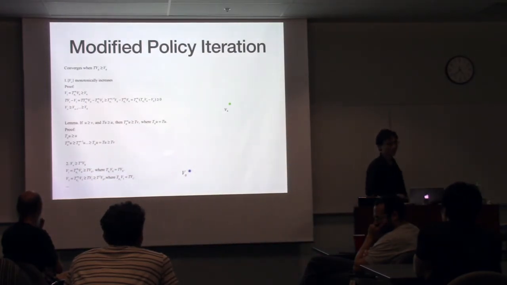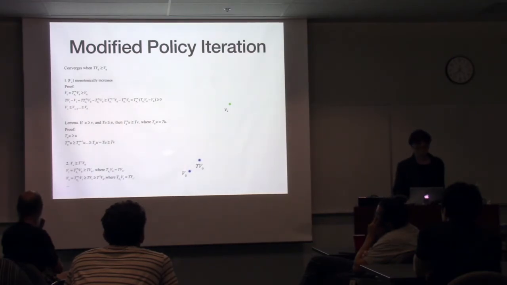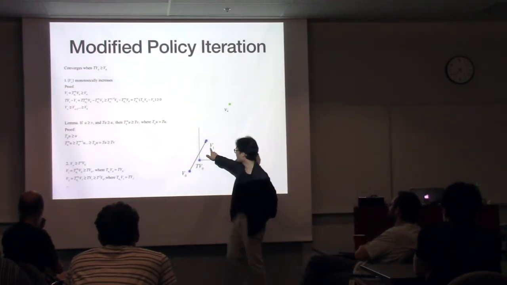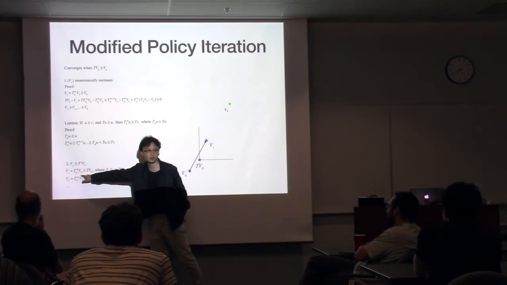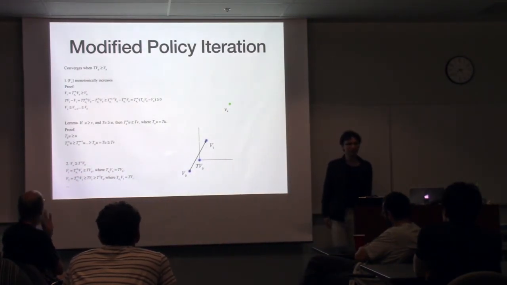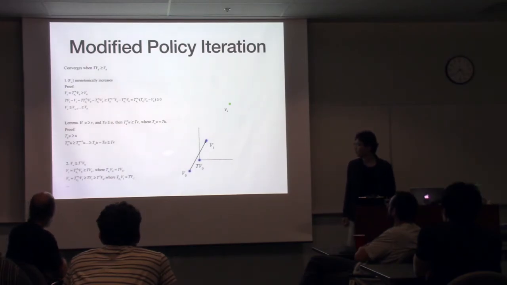Because you have multiple iterations in this picture. Oh yeah, so here V1, basically V1 is equal to this thing. Oh, okay. I just write V1 instead of... And so TV0 is only one application of the Bellman operator? Yes. Okay, thanks.